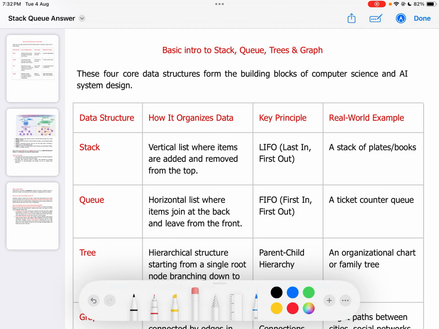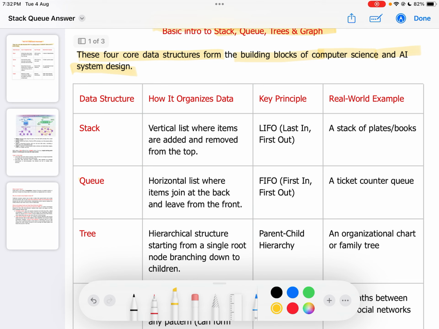Hello students, today we are going to see stack, queue, trees and graph. This is a basic intro of the four we are going to see. What are all these four: stack, queue, trees and graph? These are the four core data structures that form the building blocks of computer science and AI system design. Okay, this is a very important topic. Please listen to the video fully.